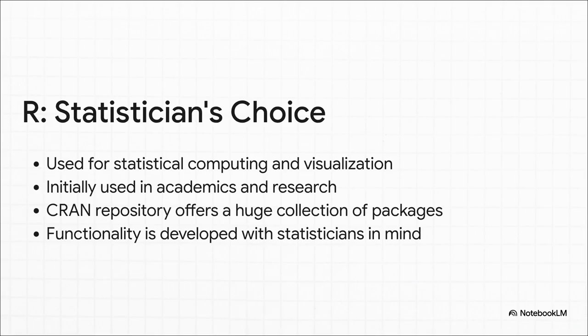R, on the other hand, is like a precision instrument. It was designed by statisticians for statisticians. Its real superpower is in deep statistical analysis and creating absolutely incredible data visualizations. Plus, it has something called the CRAN repository. That's the Comprehensive R Archive Network, which is basically a goldmine of prepackaged, cutting-edge statistical techniques ready to go.